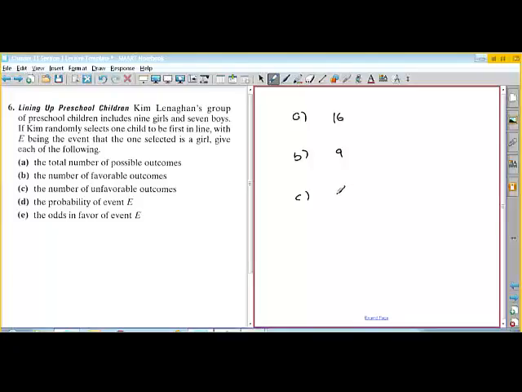Number C, the number of unfavorable outcomes, 7. So in this case, picking a boy is an unfavorable outcome relative to the question they're asking. The probability of event E is the ratio of the number of favorable outcomes to the total number of possible outcomes. So B is the number of favorable outcomes, A is the total possible outcomes, and so that's your answer, 9/16.